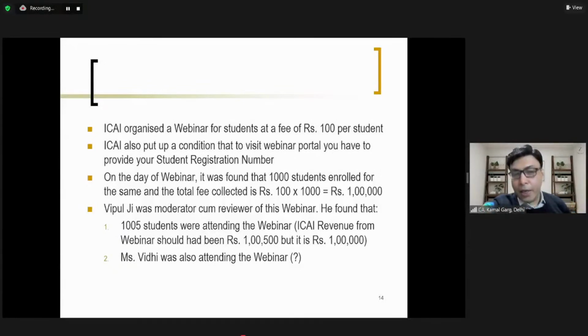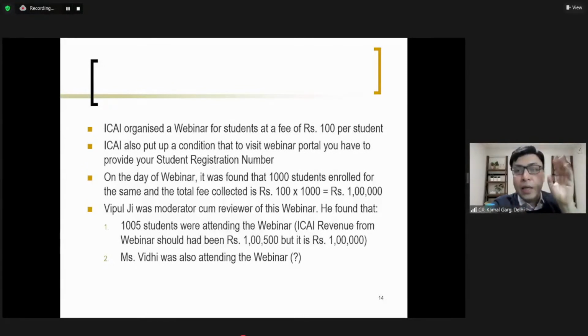Now, just see my question again. Vipulji is the moderator and reviewer. Now, Vipulji says, Kamalji, one is inherent risk. I don't know who is attending the program from Vidhiji's computer. Then Vipulji also stated, Kamalji, 500 rupees of control misstatement is there because management overrode the control. Now, please tell me, students, as an auditor, as a reviewer, as a moderator, by whatever name called, what is the detection risk which is faced by Vipulji?